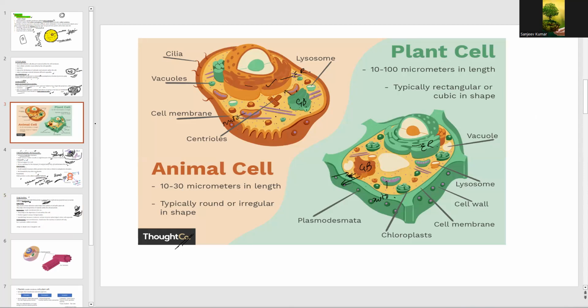It is checking how some of the materials can be passed, or whether there is any necessity to transport that material in and out. So the Golgi body helps in the transportation within the cell as well as the synthesis of the cell wall, especially in the plant cells. Okay.